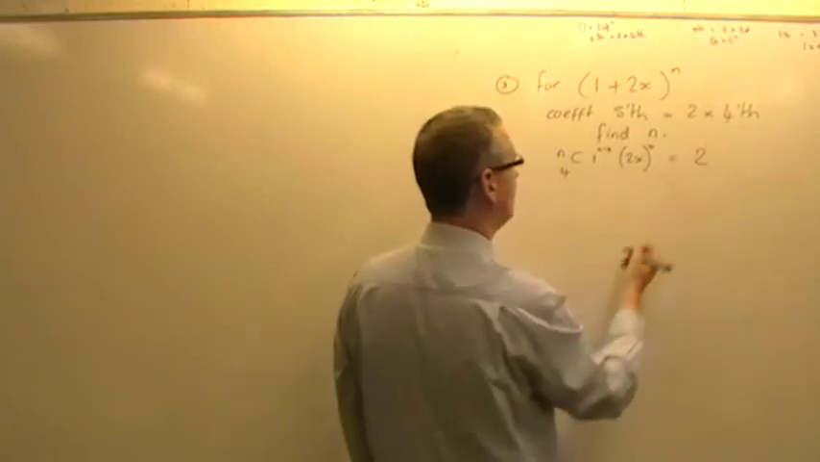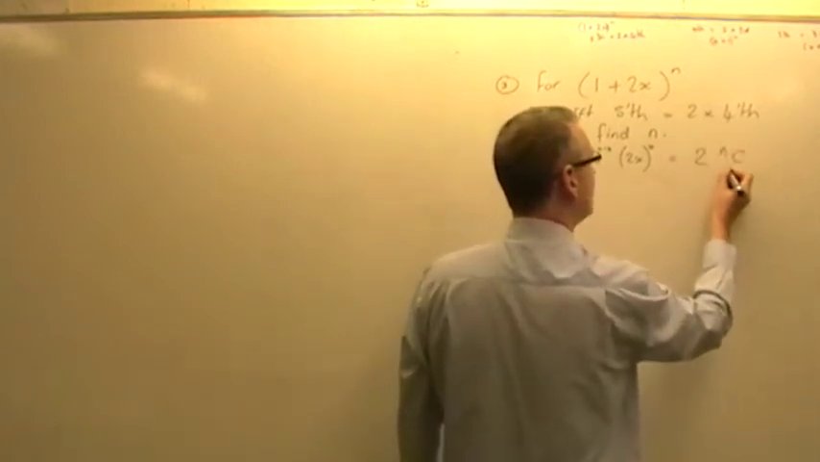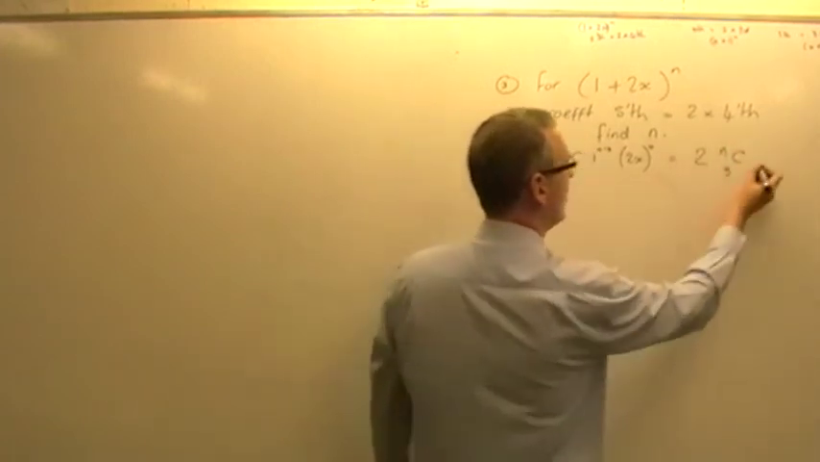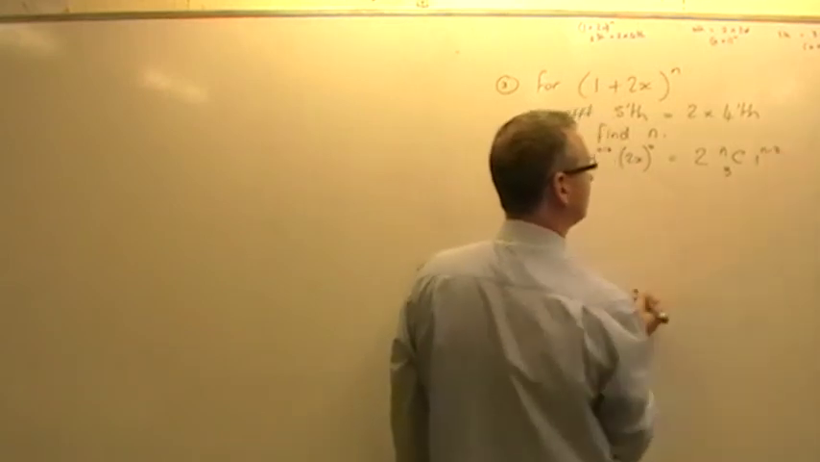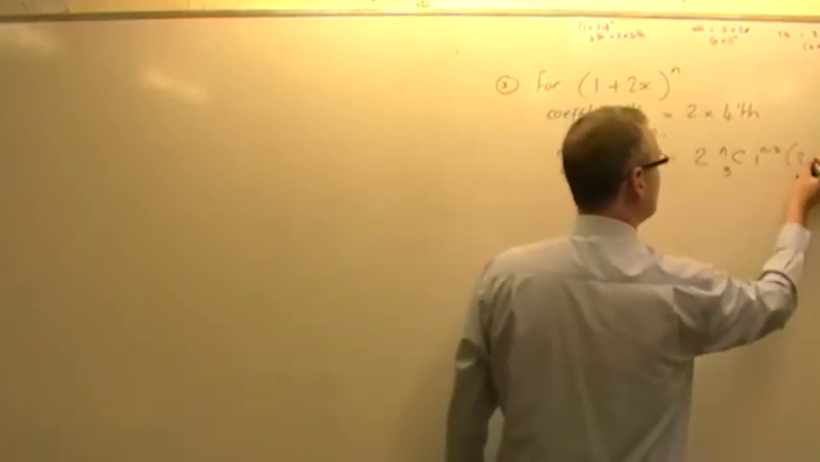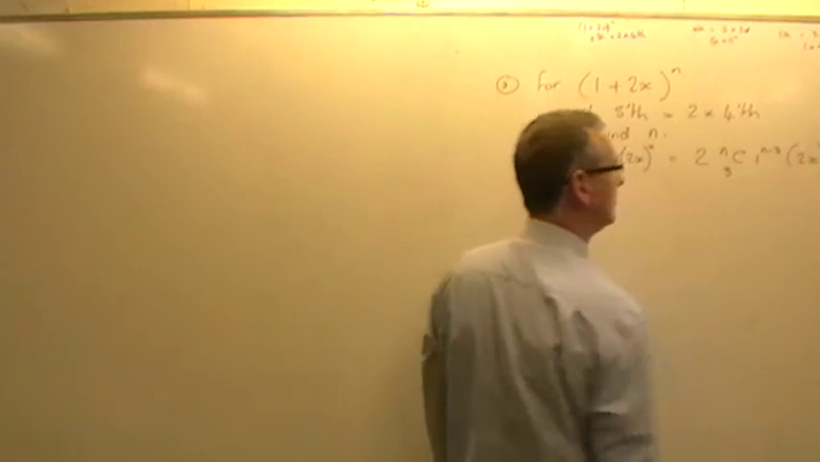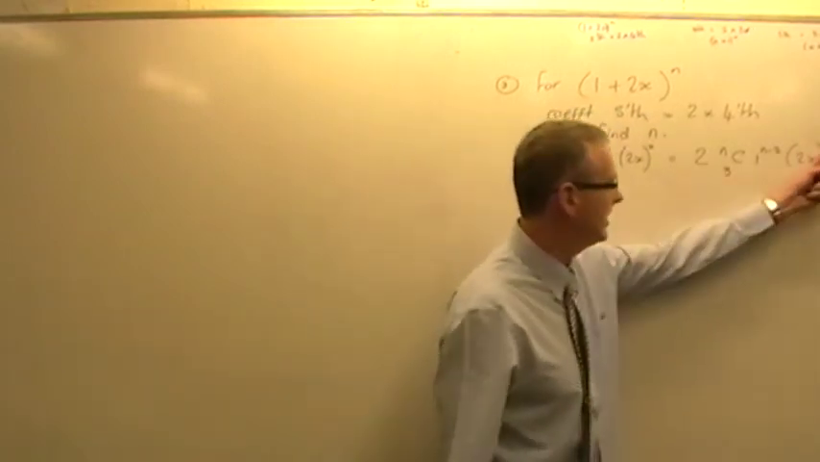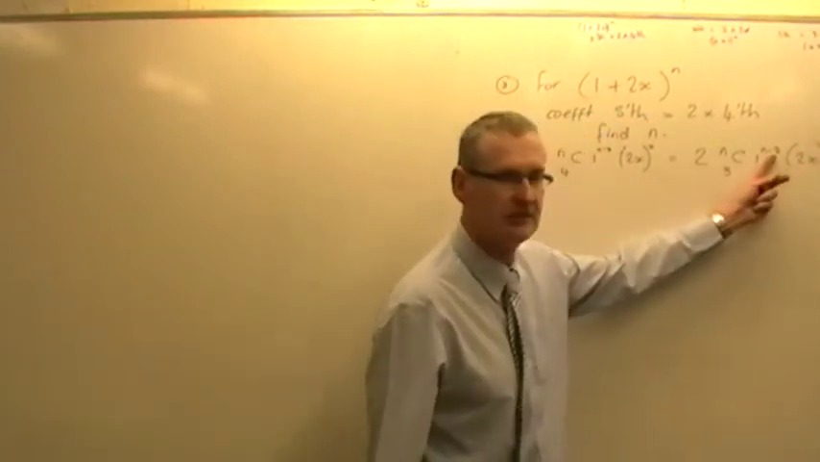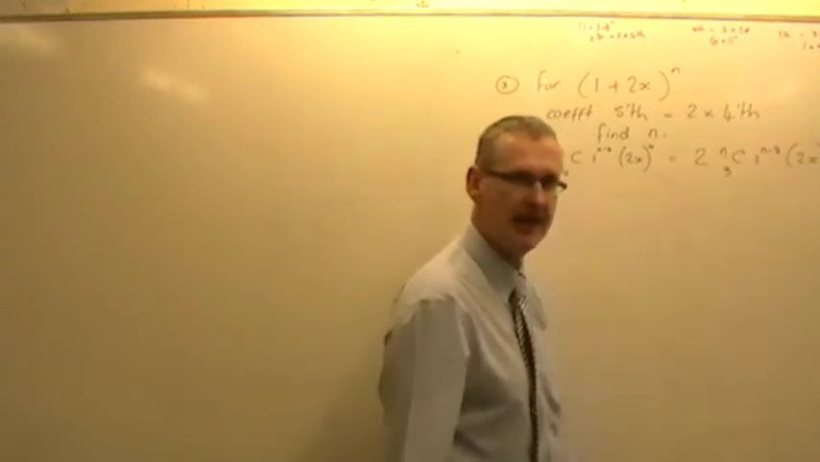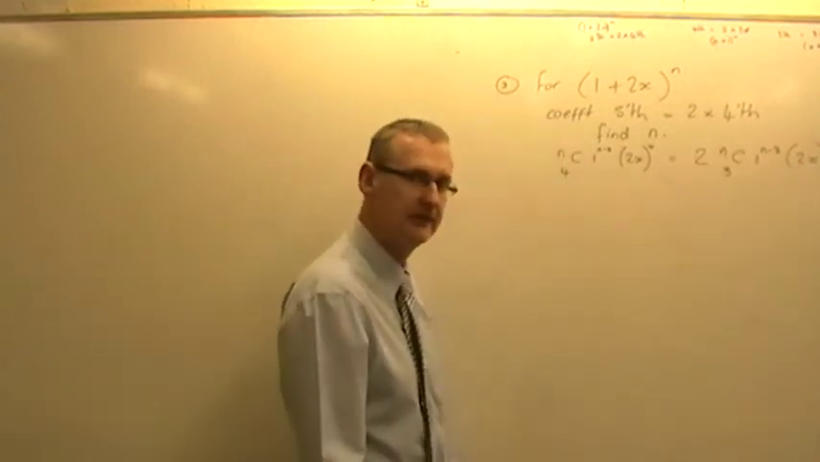Equals 2 lots of the 4th term, which is n choose 3, 1 to the n minus 3, and then it's going to be (2x) to the power 3. The 3 there, same power there, and that's n minus 3. That and that must add up to the n as the power of the bracket in the first place.